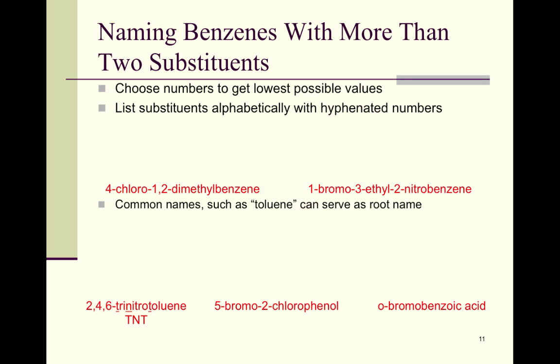Naming benzenes with more than 2 substituents. If it's not a common name compound, what you need to do is look for the lowest possible values as you go around the benzene ring, similar to how we did when we had cyclohexane. We also list the substituents alphabetically with hyphenated numbers. What I'd like you to do on this slide is to go ahead and name these on your own. I want you to pause the video, and from the name, go ahead and draw the structure and come on back and see how you've done.